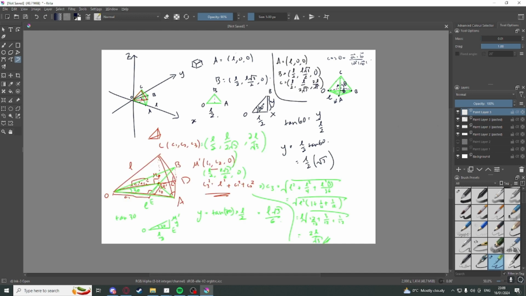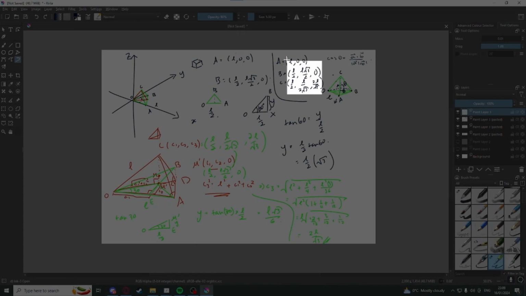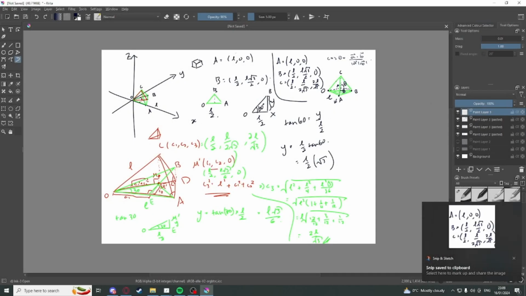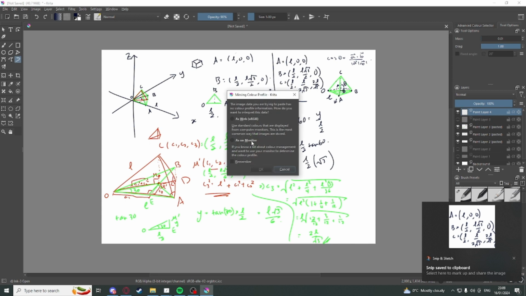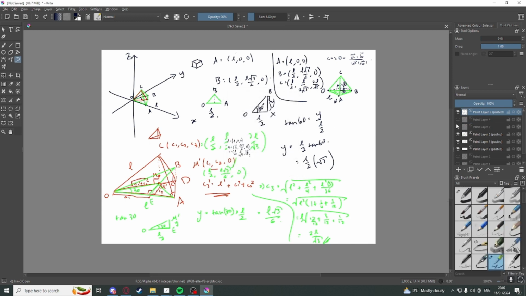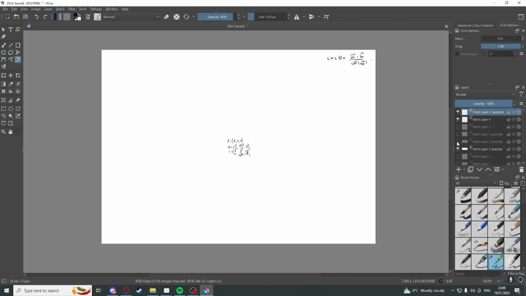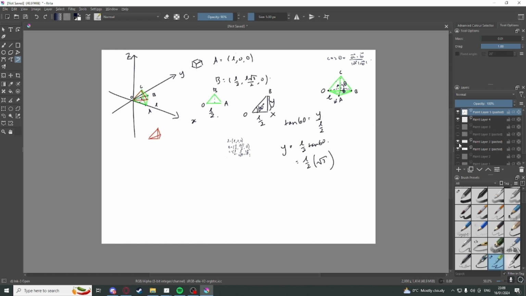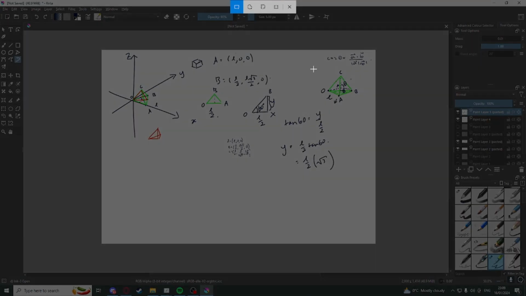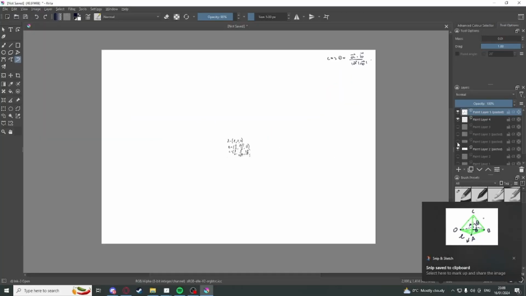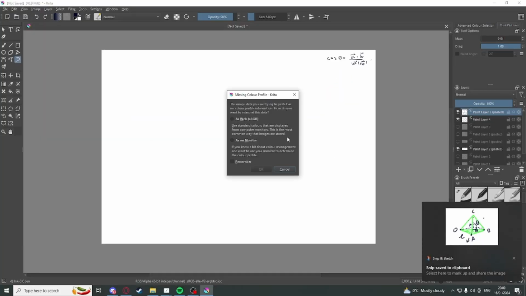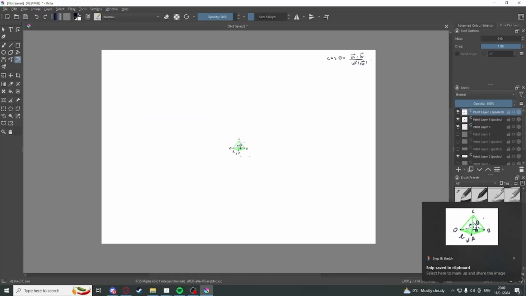Oh, okay, that got rid of it, so let me copy and paste it. Do I hide which one? Uh-oh. I think I'm going to have to copy and paste again. Okay.